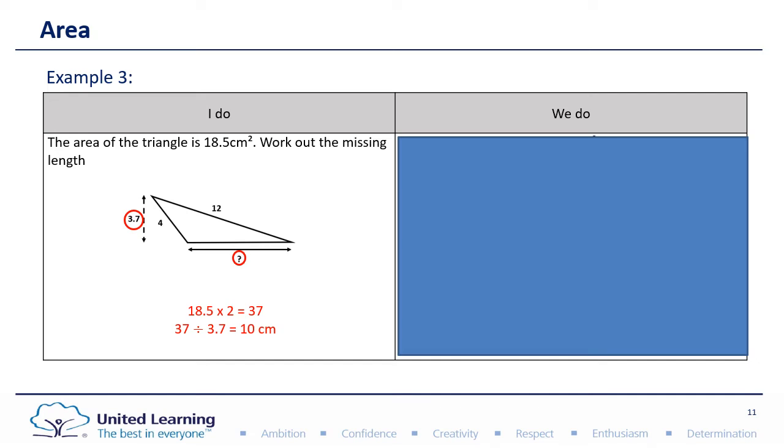In these reverse area questions, it's important you check your answer to make sure you haven't made any silly mistakes. So let's work out the area of the triangle given this new length that we've just worked out and see if it gives us the area of 18.5 centimeters squared. Okay, so base multiplied by perpendicular height would be 10 multiplied by 3.7, which is 37 centimeters squared. Then I would divide that by 2, and that gives me 18.5 centimeters squared. This is how I know that my answer is correct.